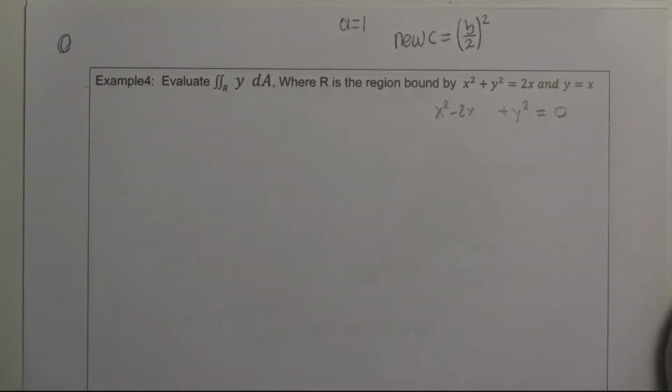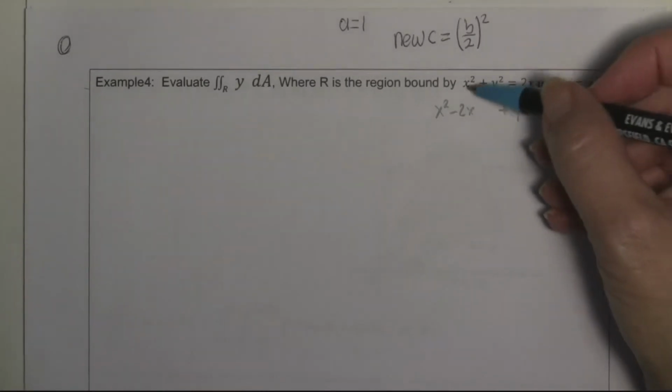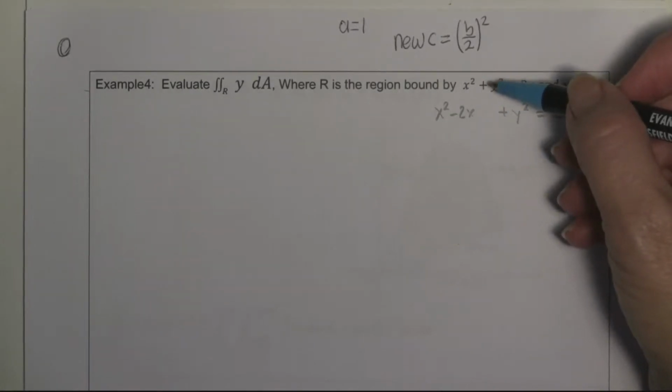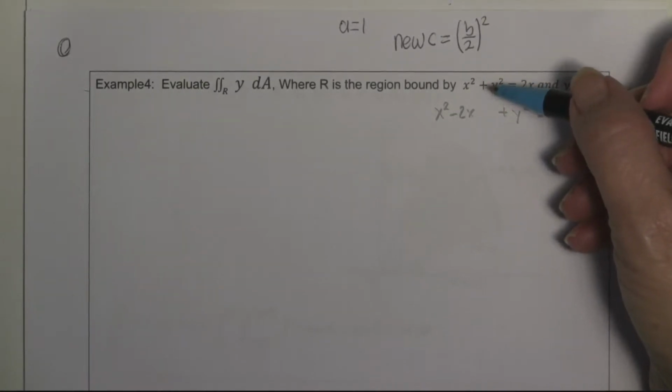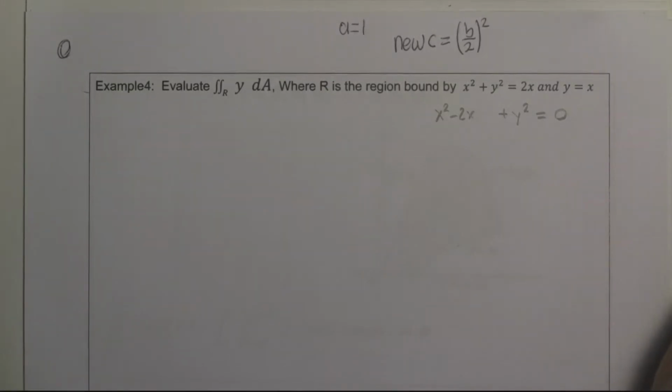So when you do this, a has to be 1. If it's not 1, then you need to divide everything so that it is 1. And if these didn't have the same coefficient, it would not be a circle, it would be an ellipse. So if you had x squared and y squared, we're doing circles, so this should be the same.